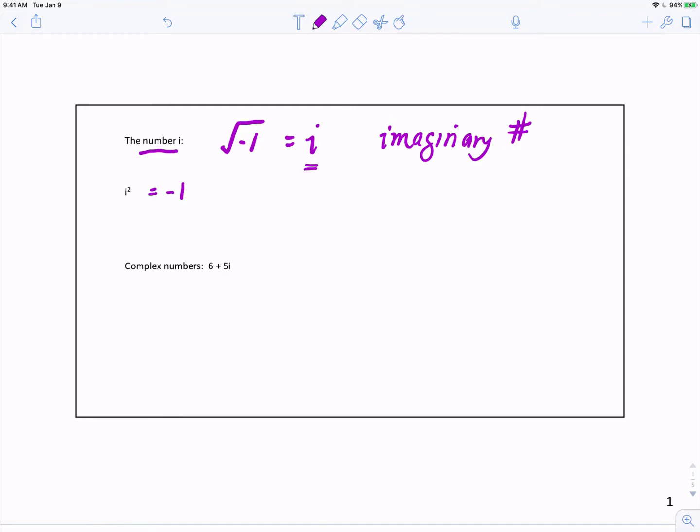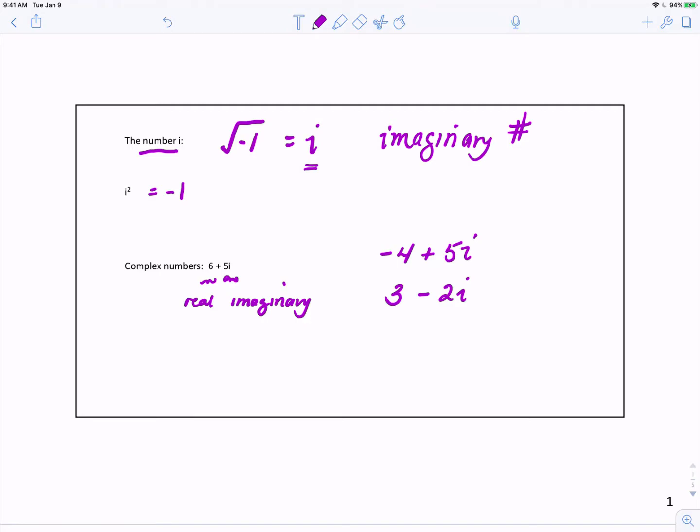And so complex numbers are an example of 6 plus 5i. Complex numbers have a real part and an imaginary part. Other examples of complex numbers would be something like -4 plus 5i, 3 minus 2i. Those are all examples of complex numbers.